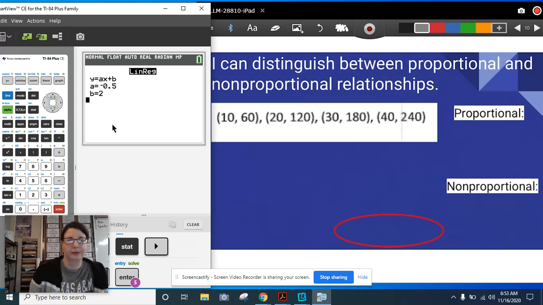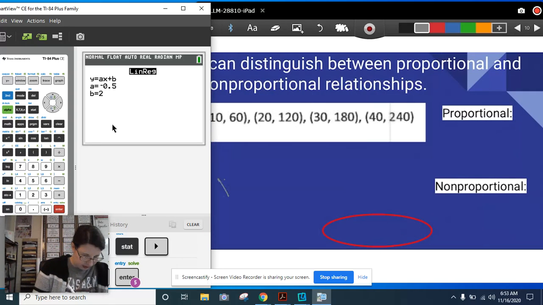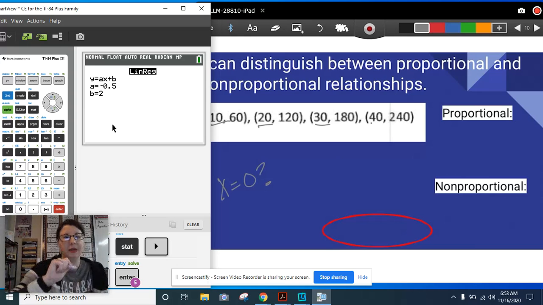Here's some points here. So I asked myself, is x equal to 0? Are any of these x's 0? No, they're not. So I want you to pause the video and put this into your calculator and rewrite your equation. Did you pause your video? I hope you did. So let's do this together now.